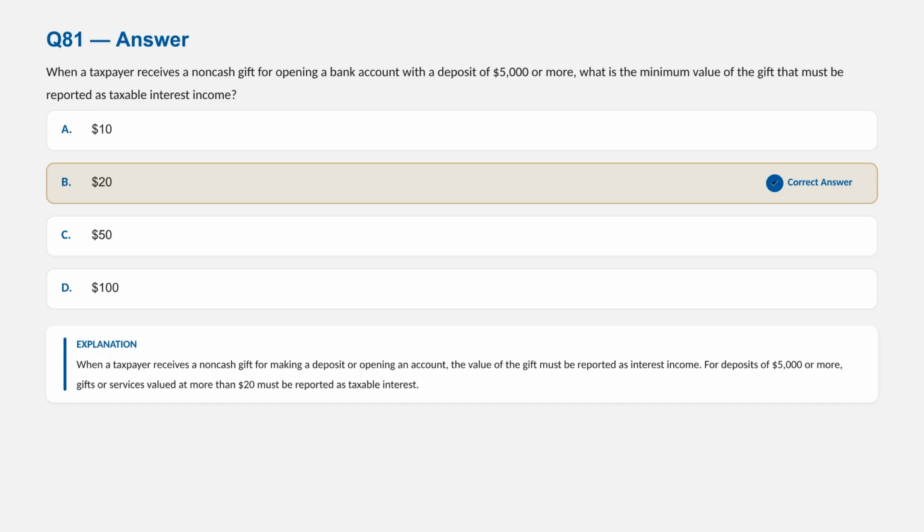The correct answer is B. $20. When a taxpayer receives a non cash gift for making a deposit or opening an account, the value of the gift must be reported as interest income. For deposits of $5,000 or more, gifts or services valued at more than $20 must be reported as taxable interest. Great. Now let's move to our next question.